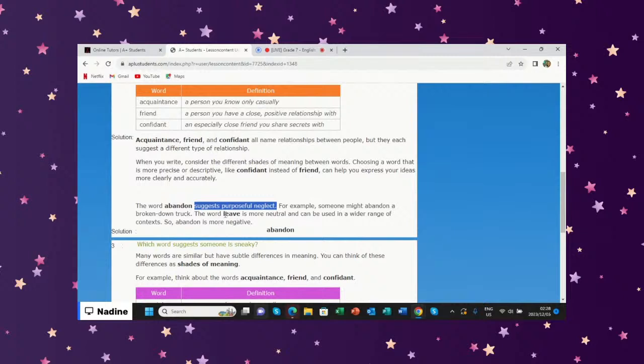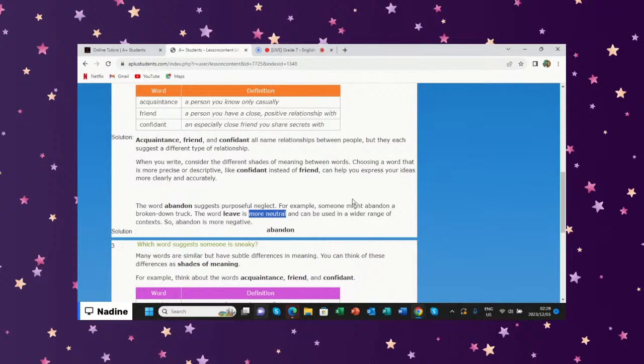And then if we look at the word leave, leave is more neutral. You can use leave in a wider range. You could have left your studies, you could have left the building, you could have left your job, you could have left your friends, right? Which means that it is more neutral. It's broad, it depends on what context you're talking about. However, abandon suggests purposeful neglect of something or someone.